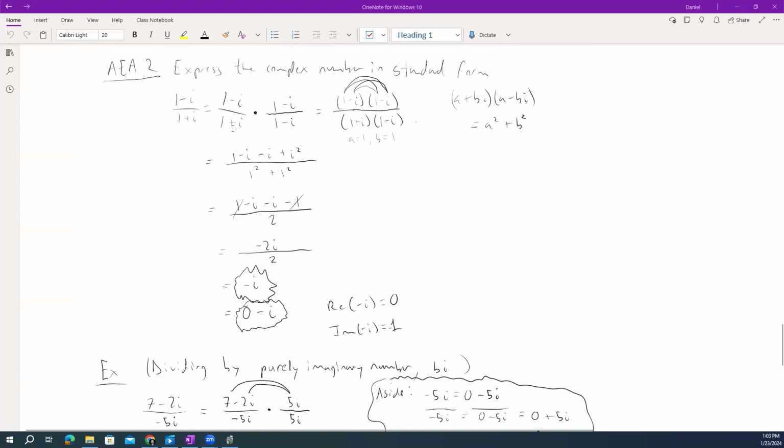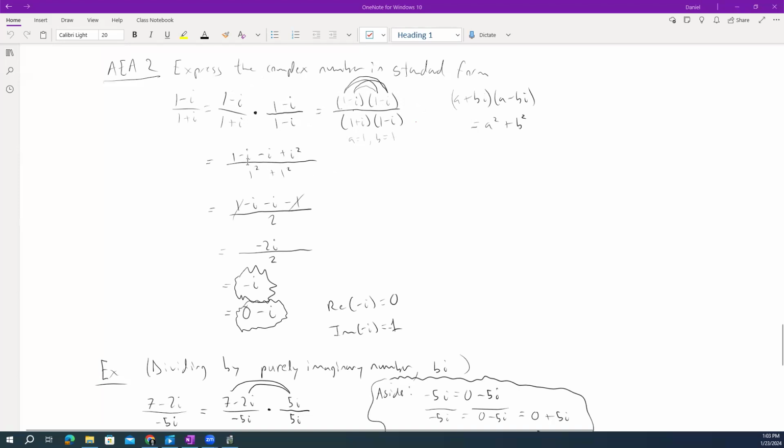But we can't just multiply the denominator by 1 minus i. We also have to multiply the numerator by the same thing to preserve equality. So we have (1 minus i) times (1 minus i) upstairs then, right? Where this 1 minus i right here comes from the first fraction, and this 1 minus i over here comes from the second fraction. And then we have (1 plus i) times (1 minus i), where the 1 plus i comes from the first fraction, and the 1 minus i comes from the second fraction.